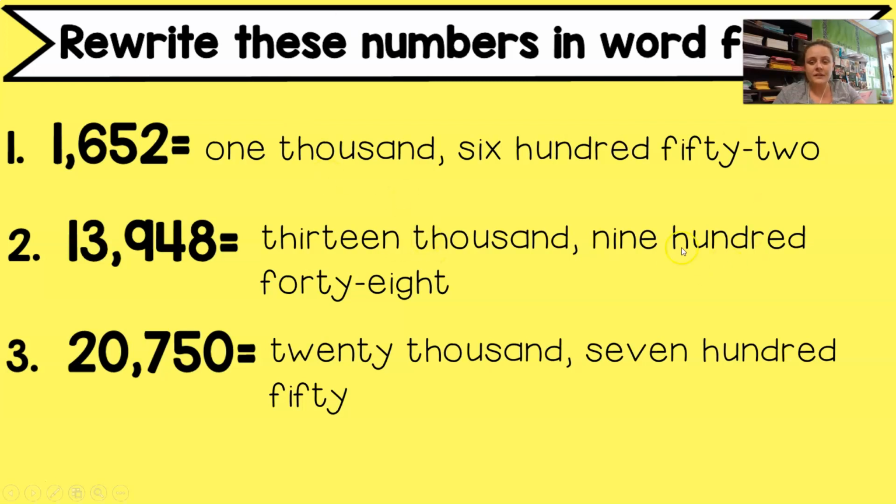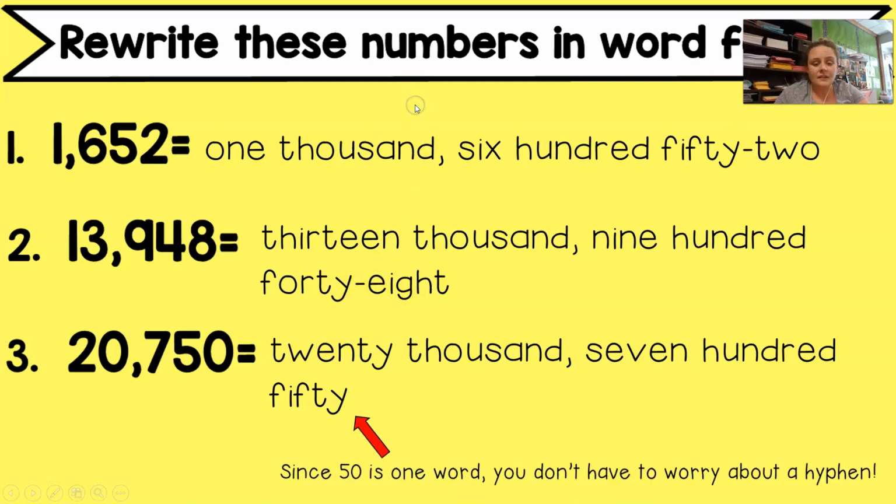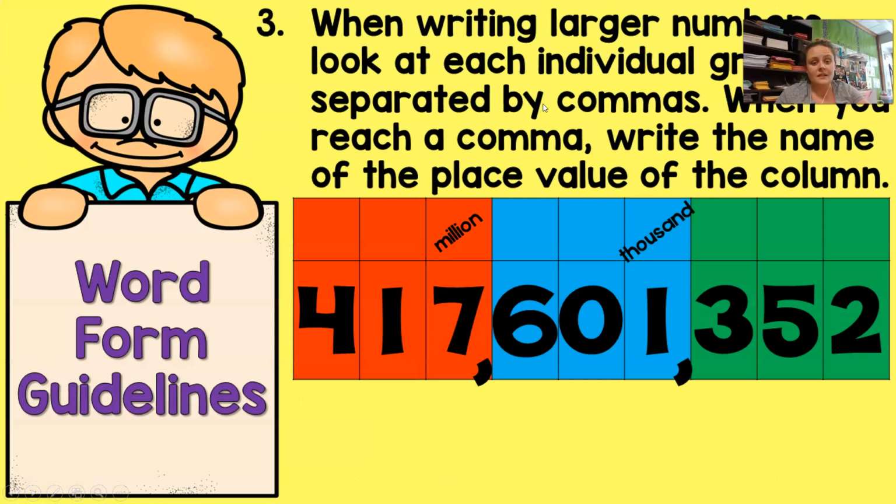Good. Did you notice on the 52 up here and the 48, we use that hyphen because it's between 21 and 99, so we use the hyphen. Since 50 is one word, you don't have to use a hyphen there. Now, if it was 51, 52, 53, you'd do hyphen and then that number. Since it's just 50, no hyphen.